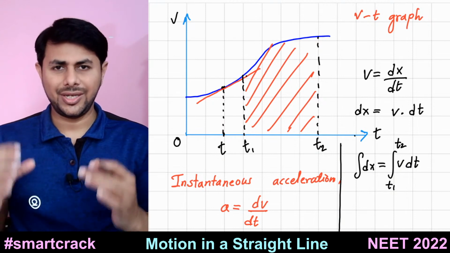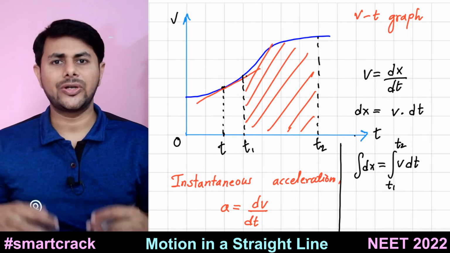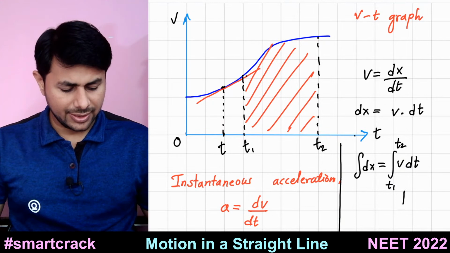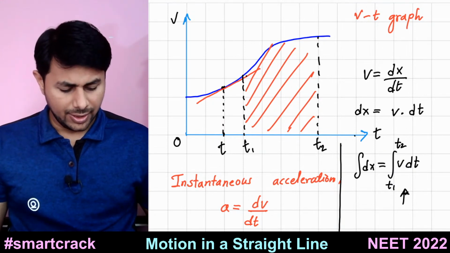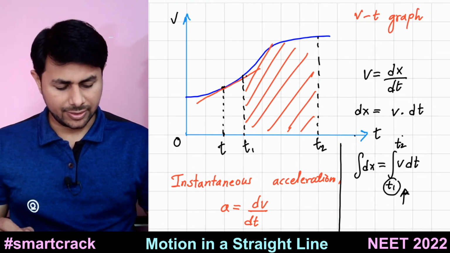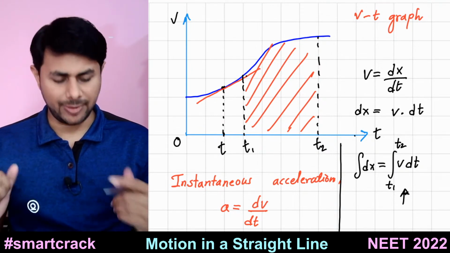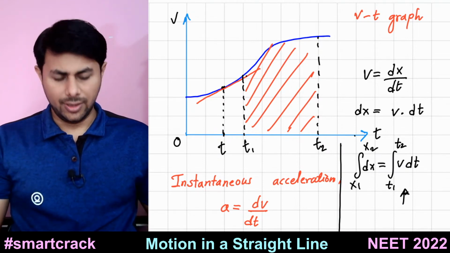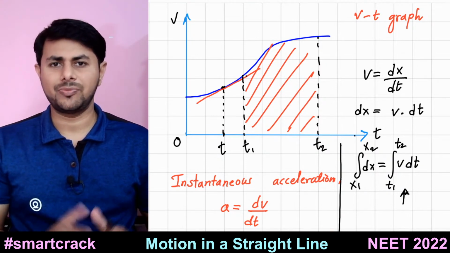Okay, so area under velocity versus time graph gives me what? It gives me displacement. And what is the meaning of area under velocity versus time graph? The meaning of that is integration of velocity with respect to time. All right, so I will integrate velocity from time t1 to time t2, and it will give me the change in position or displacement. So this is from x1 to x2. Okay, so this is simple. Area under the velocity versus time graph gives me displacement.